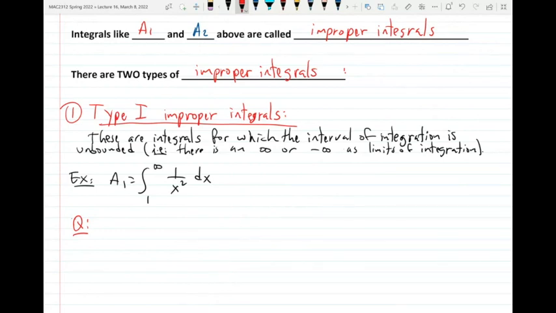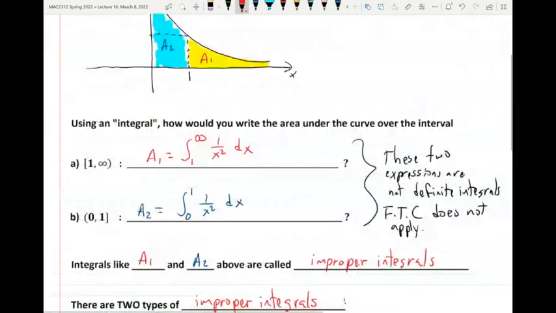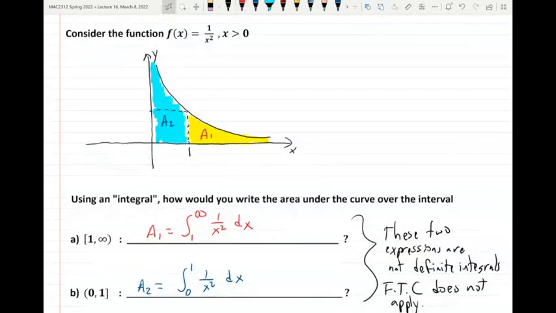Okay, so another question is, how do we evaluate this? How do we evaluate A1? You know, how do we even make sense of this? Okay, so here's what we do. Here is the idea. Let's just come back to the picture. Again, let's try to use what we know, okay?